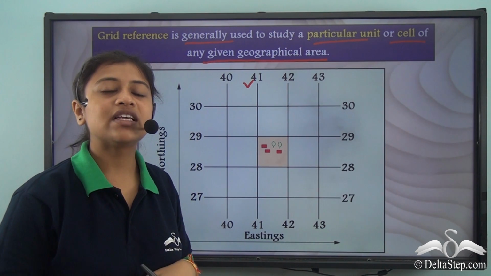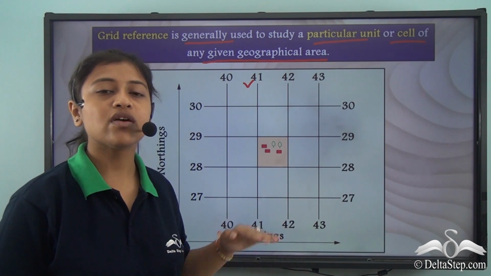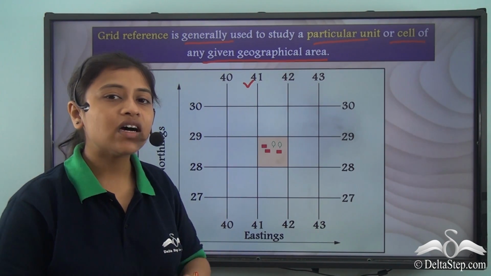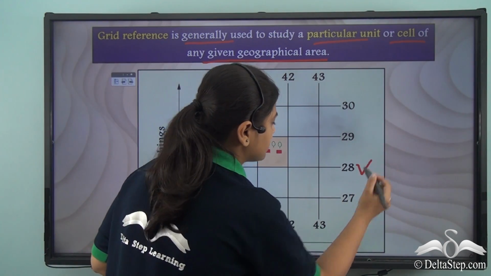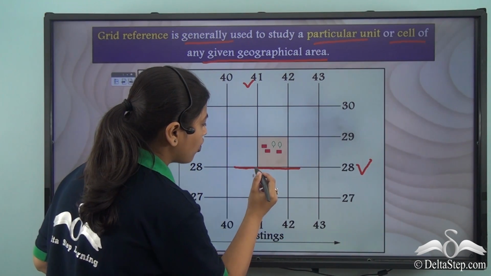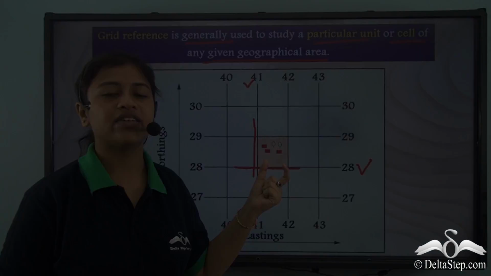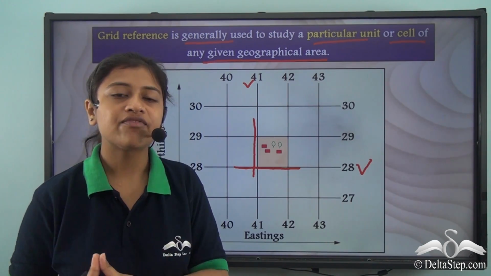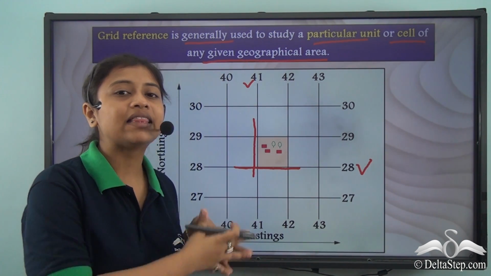Now it's time to take a look at the northings, that is the horizontal line that moves from south to north. So what is the horizontal line that first comes in contact with the area? That is 28. So 28 and 41 will together make up the grid reference of that particular cell. So whenever we write the grid reference of a particular cell, we first write the eastings and then the northings.